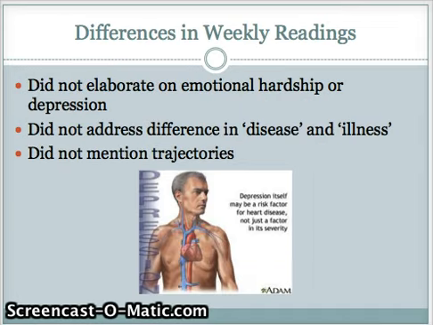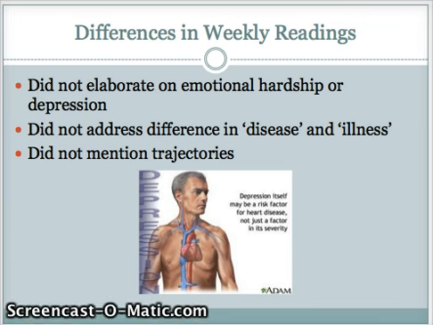Differences in the weekly readings. I found a lot actually. I did not feel that the websites gave information on emotional hardship or depression. It really stuck with the facts, and I think patients need to be aware that with a disease and with the illness that they're facing, they're going to experience a quality of life change, and they need to be aware of some of the emotions and feelings that they might start experiencing.